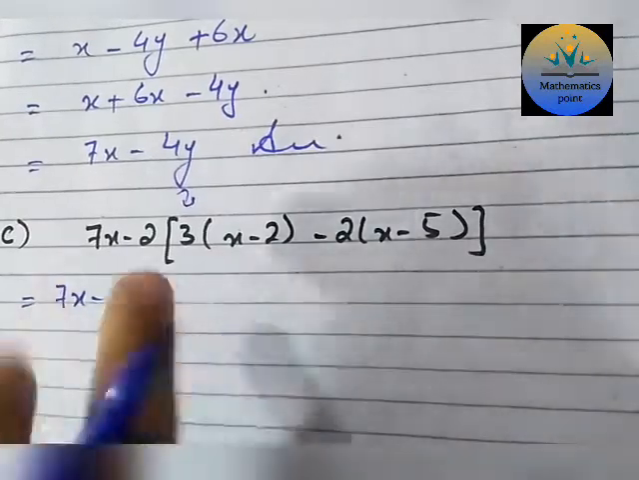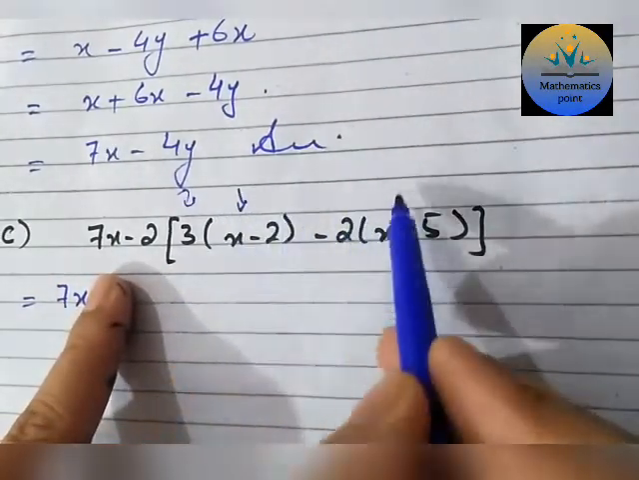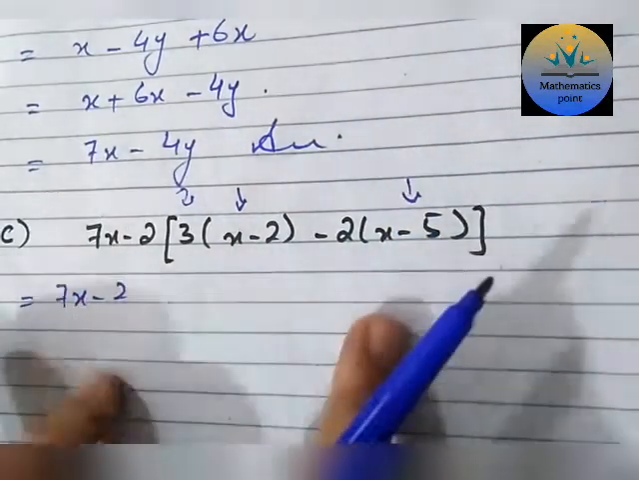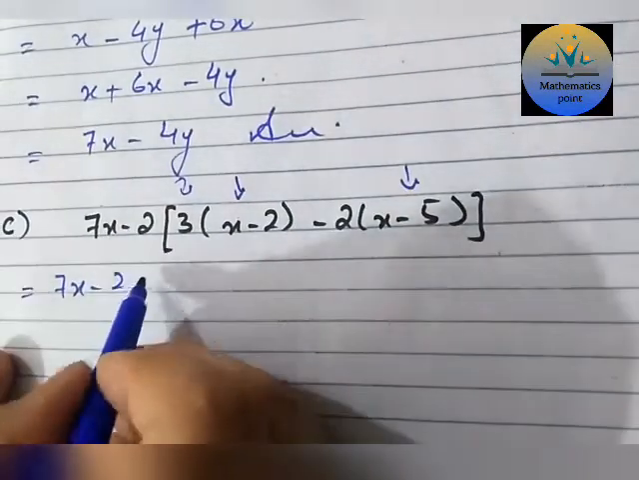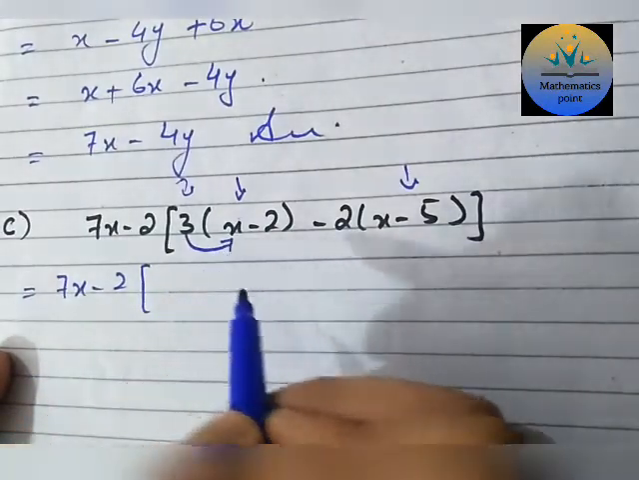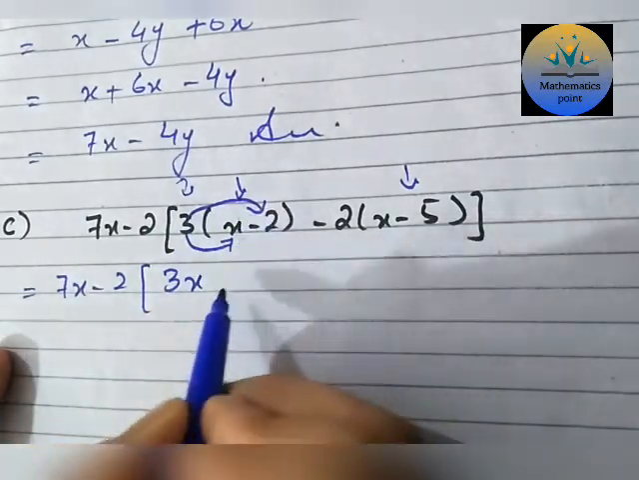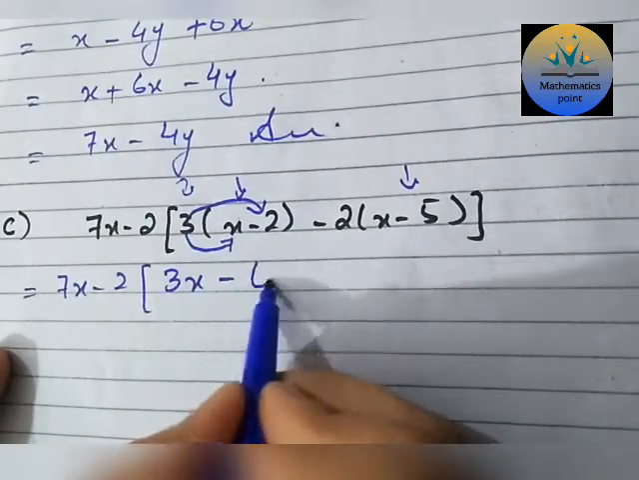Okay, this is the main bracket. When we move in this bracket, here we have two brackets. One is this and the other is this. We solve these two brackets at the same step. Okay, 3 will be multiplied first with the first term. Again, distributive law. 3 1s are 3x, and then second term, plus minus minus, 3 2s are 6.